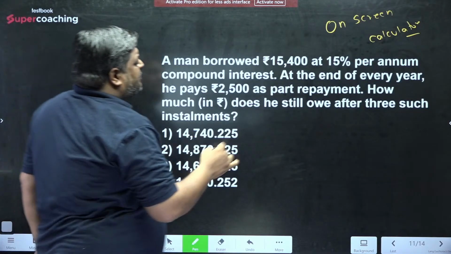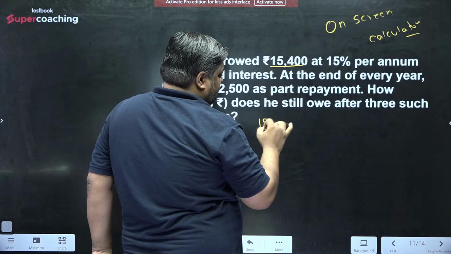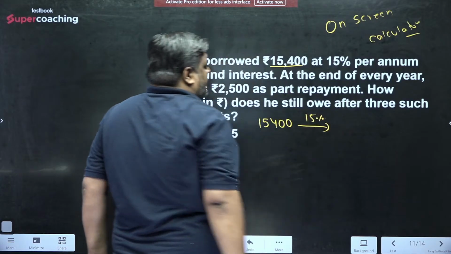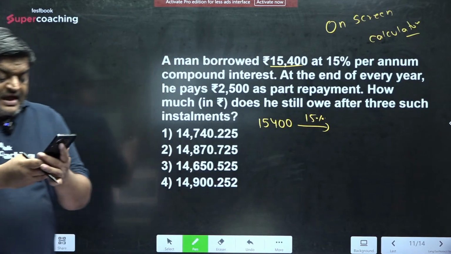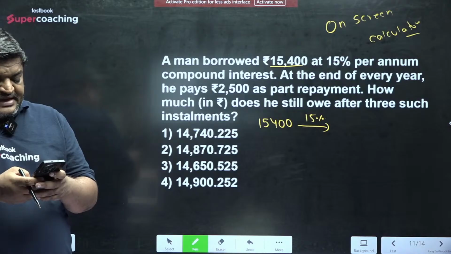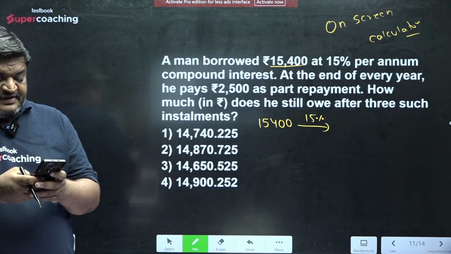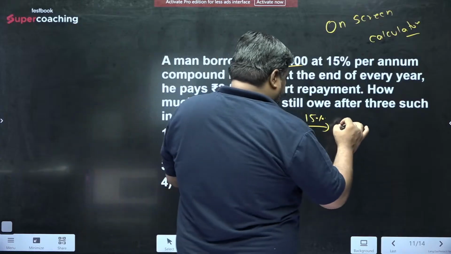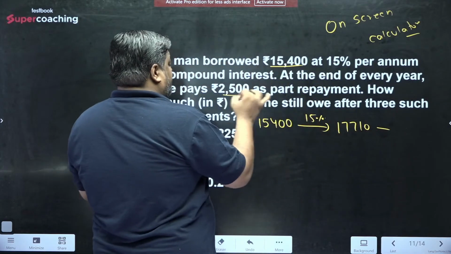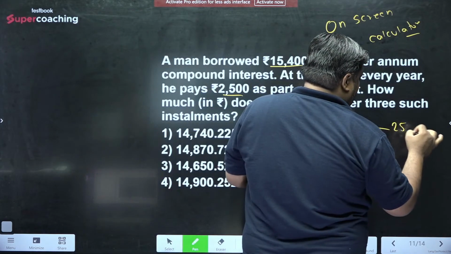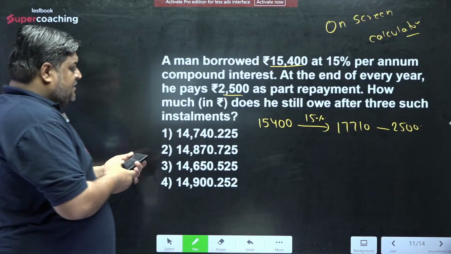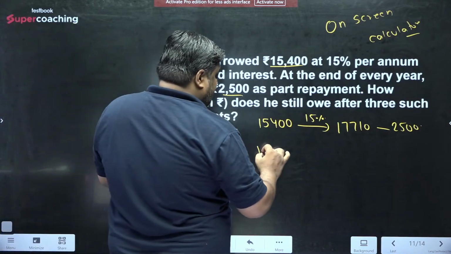So the question is, a man borrowed 15,400. He borrowed 15,400. इस पे 15% इंटरेस्ट लगा. ओके, तो 15,400 after 15% of interest क्या हो जाएगा बेटा? Use the calculator. 15,400 multiplied by 1.15. The amount would be 17710. And then he paid a sum of 2,500. उसने 2,500 पे कर दिया. So how much is left? Minus 2,500. So the amount left is 15,210.